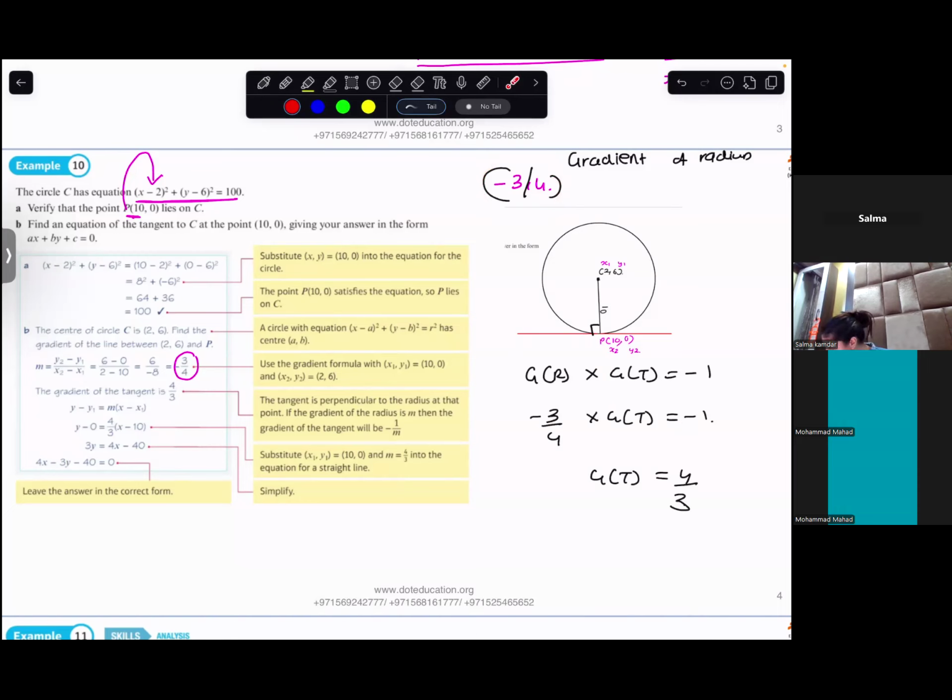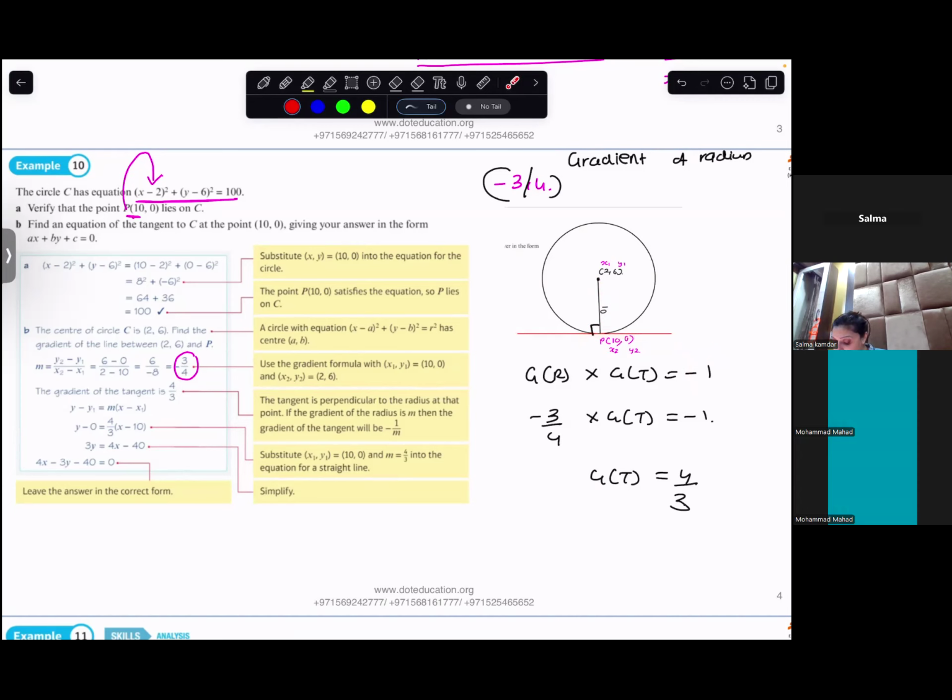Are you sure? Yes. So the gradient of the tangent is going to be 4 by 3 because the radius is perpendicular to the tangent. So the gradient of the radius multiplied by the gradient of the tangent, you're going to get minus 1. Okay, so I got the gradient of the tangent, 4 by 3.